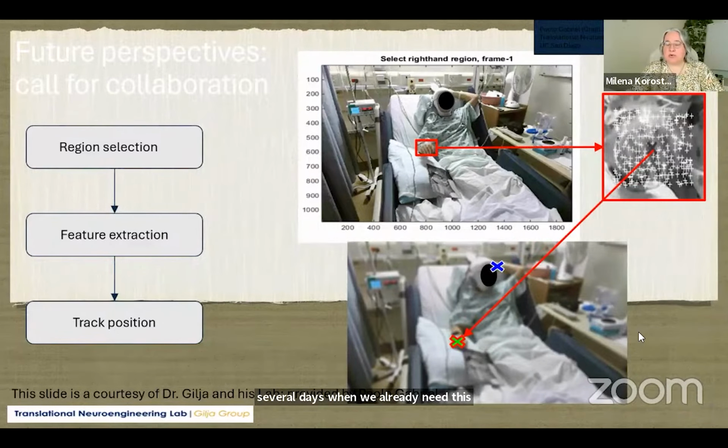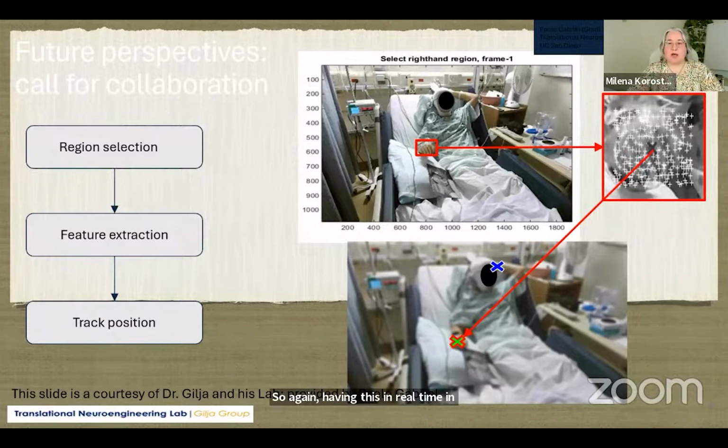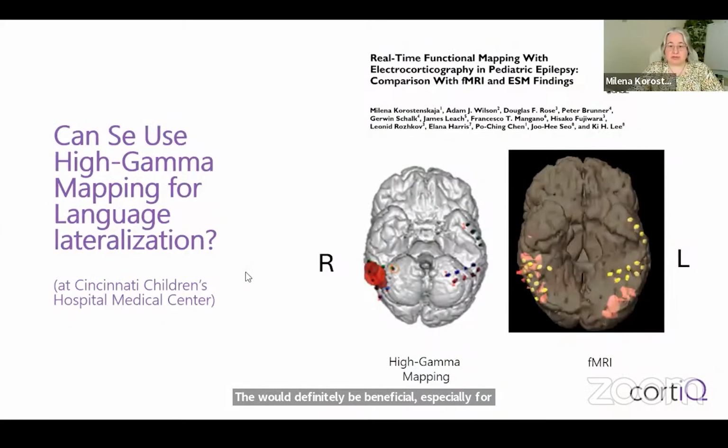Although this approach was used only for motor function mapping, it can be done for other modalities. It can be expressive language function, because the patient is definitely talking to the doctor, to medical personnel, to family members and whatnot. So having this in real time, in a very natural environment, a very naturalistic approach, would definitely be beneficial, especially for children and children with developmental delays.